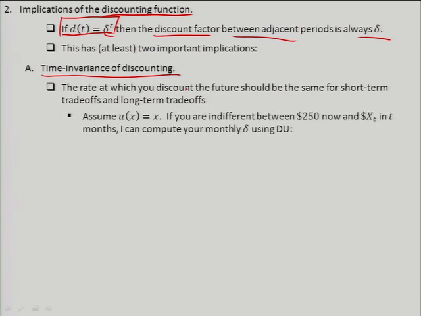Again, to just do this in super simple terms, let's again assume quasi-linear preferences so that the utility you get from money is linear. You just get 1 unit of utility per dollar.